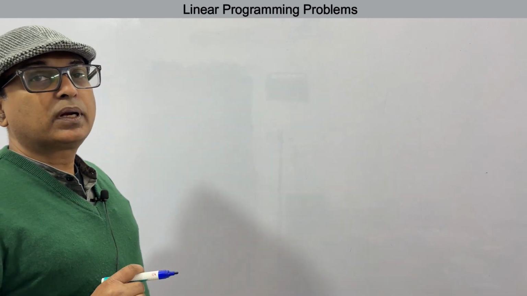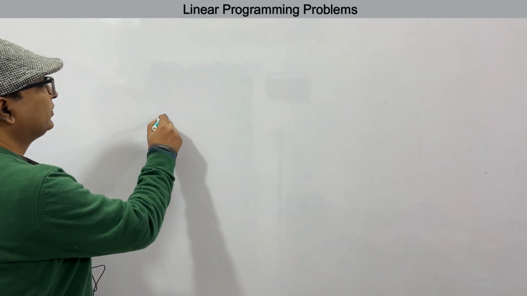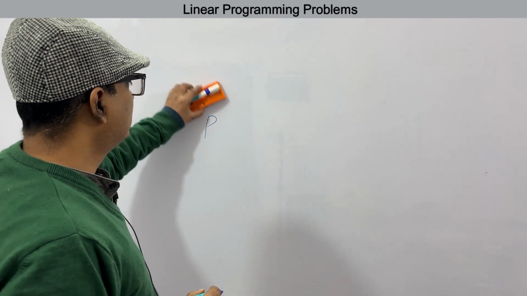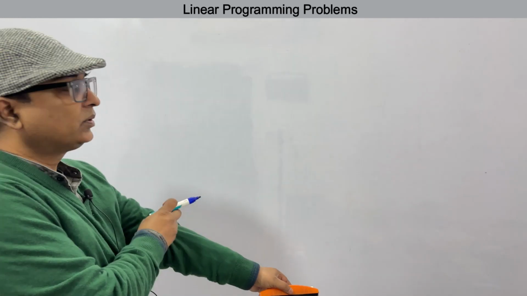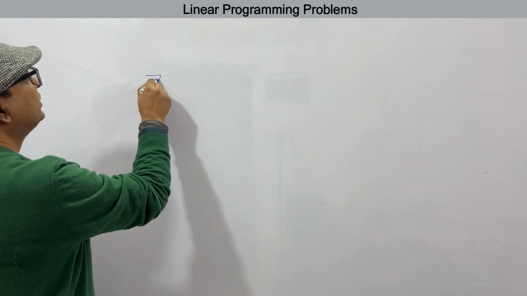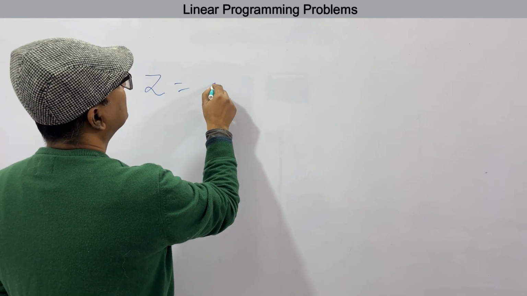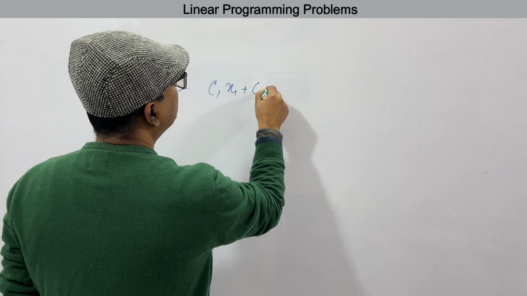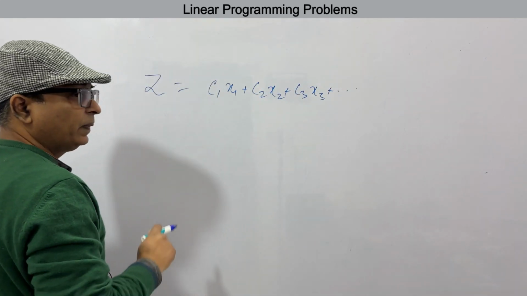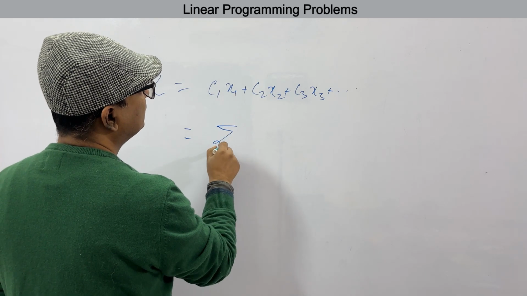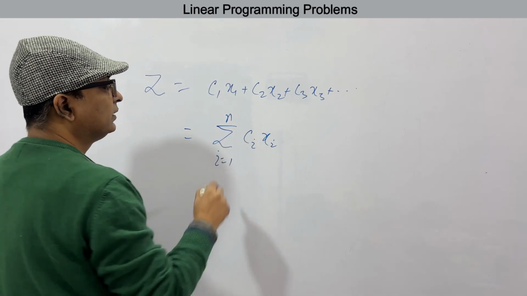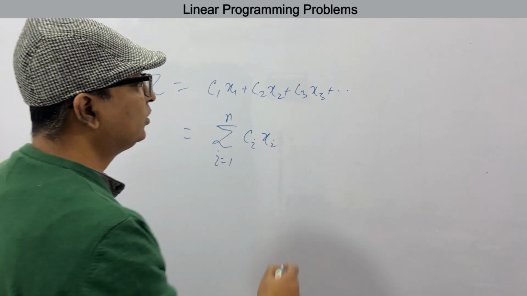We'll see linear programming problems, LPP. In short, we write LPP, linear programming problems. We have discussed the graphical method of solution, so you know something about this issue. What we do, we have an objective function z. Generally, it is given as c1 x1 plus c2 x2 plus c3 x3 and so on. It can be written like this: ci xi, i equal to 1 to n. Okay, so this is our objective function.